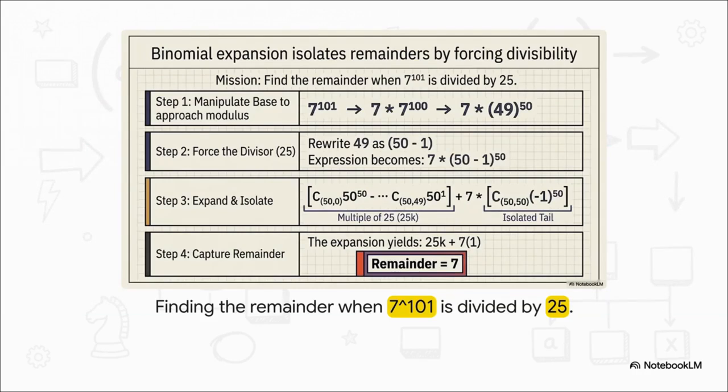The mission here is to divide 7 to the 101st power by 25. First, by pulling out a 7, we get 7 times 49 to the 50th power. Now we just rewrite that 49 as 50 minus 1. And here's the genius part. Because 50 is a multiple of 25, when we expand this, almost every single term contains a 50 and is perfectly divisible by 25. All of that just becomes totally irrelevant. The only thing left, that isolated tail, is the final term. Doing the quick math cleanly exposes our final remainder as exactly 7.